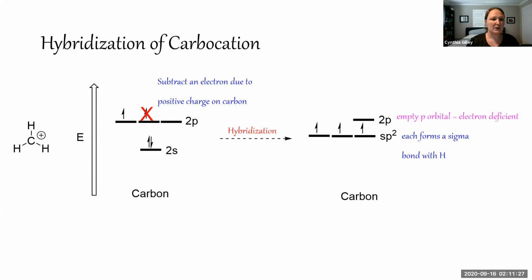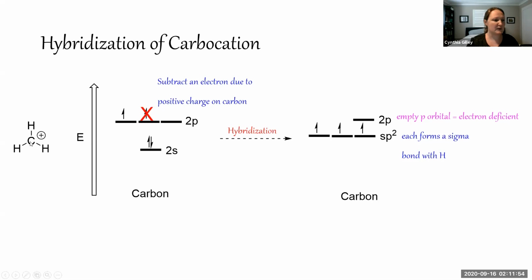Okay, let's talk about the carbocation, right? So for example, I have this carbocation over here. You can see that carbon has a formal positive charge and is electron deficient. How does that change the electron configuration? Well, what we have to do is subtract an electron because of the positive charge on the carbon. So it actually only has 3 electrons in its valence shell.